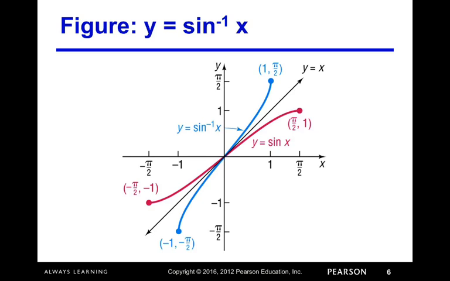This shows the sine x curve and that portion of the sine curve we're using for our domain. In other words, all of them are from negative pi over 2 to pi over 2. The red curve is our original function, and the blue curve is the inverse sine function.